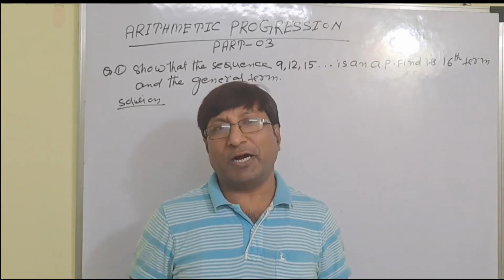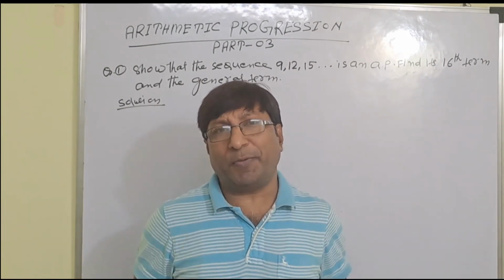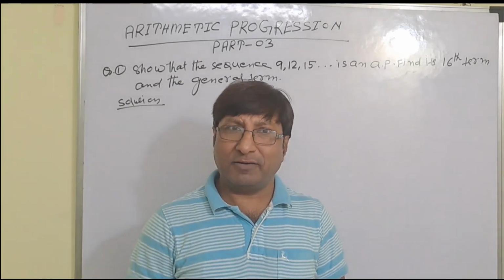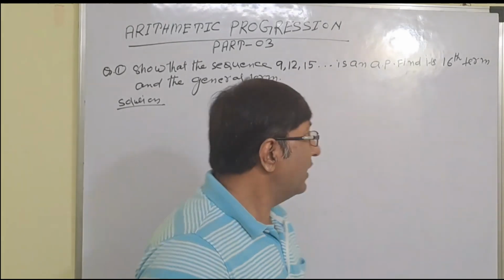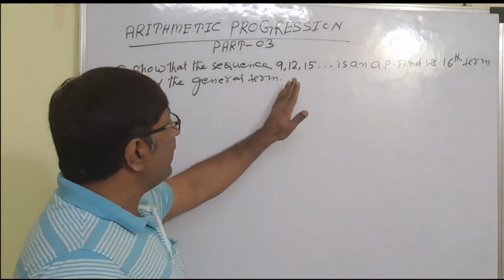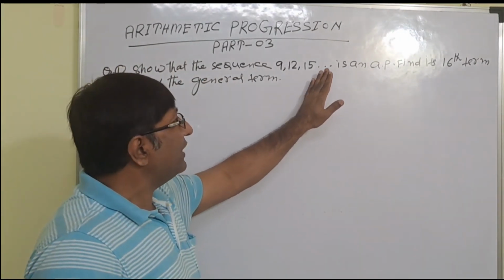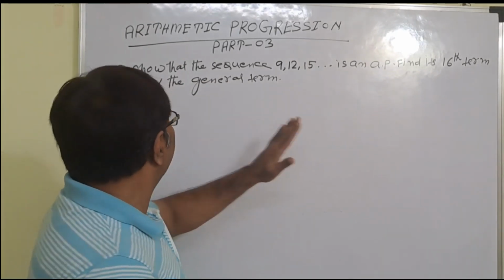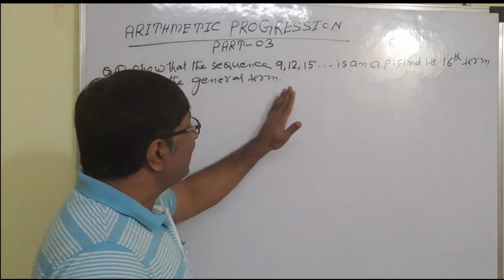Today I am going to start a very important topic, class 11th math, arithmetic progression part 3rd. Let us see the question. Here the question is: show that the sequence 9, 12, 15 is an AP. Find the 16th term and the general term.